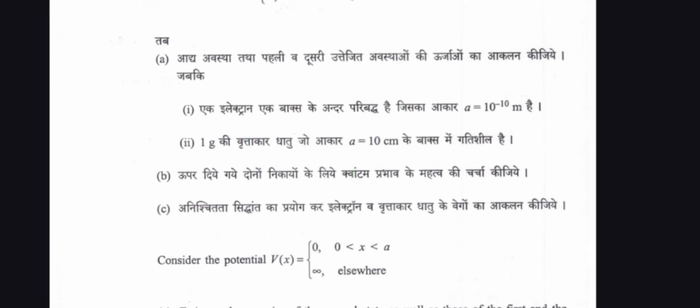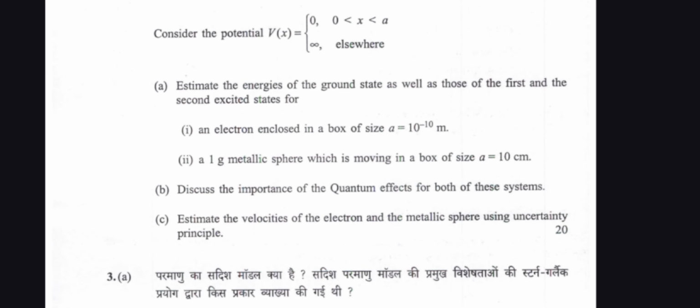So this question must be seen. Consider the potential V(x) equal to 0 for 0 less than x less than a, infinite elsewhere. Question A. Estimate the energy of the ground state as well as those of the first and second excited states for an electron enclosed in a box of size a equal to 10^-10 meters, and for a 1-gram metallic sphere moving in a box of size a equal to 10 centimeters. Question B. Discuss the importance of the quantum effect for both of these systems.